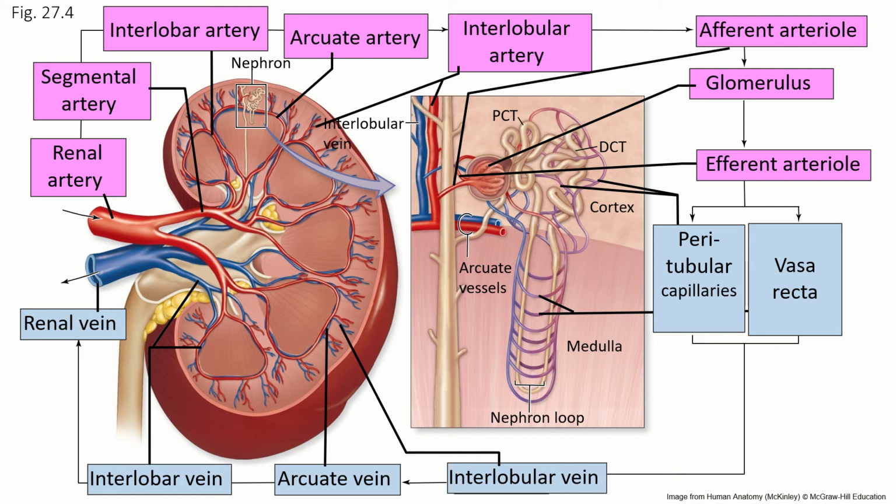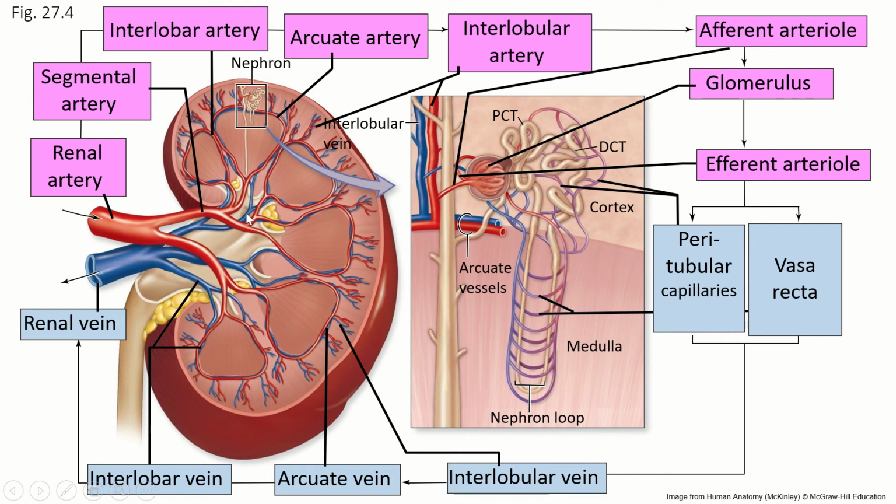And it's actually only half as bad as it looks because, of course, the arteries and the veins have the same names. God bless them. So we've got the renal artery bringing blood into the kidney. That's going to branch into two segmental arteries. Those segmental arteries are then going to branch into interlobar arteries.